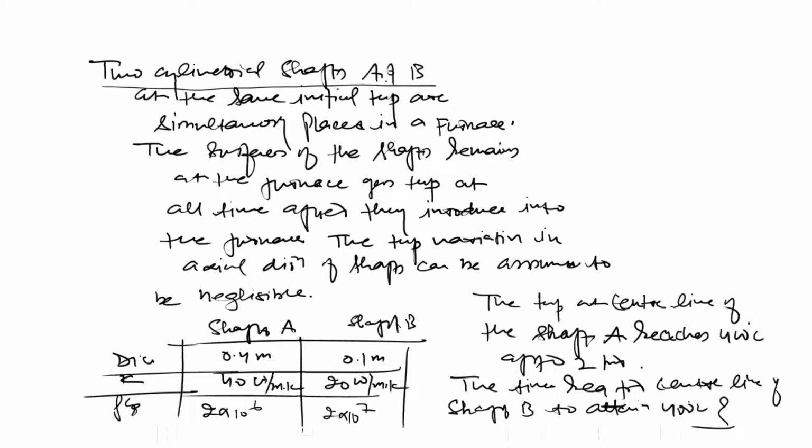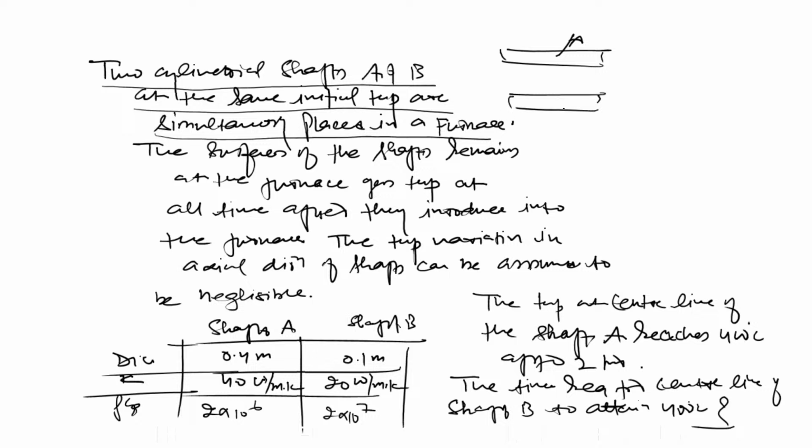Two cylindrical shafts A and B at the same initial temperatures are simultaneously placed in a furnace. So first of all, try to imagine the picture. What is going to happen? You have two shafts. One is A, and another is shaft B. They are cylindrical shafts. They are placed simultaneously in the furnace, meaning at the same time they are placed in the furnace.